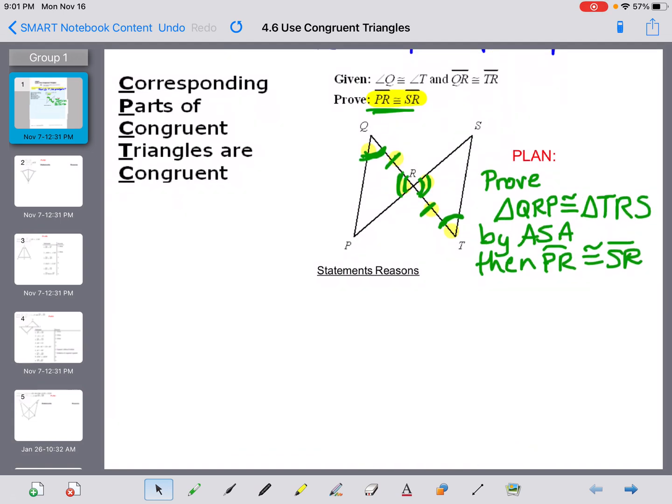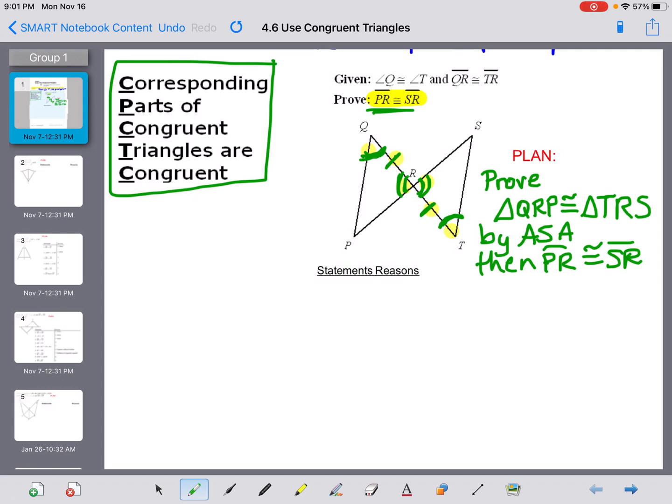The reason we're going to use all the time after we prove our triangles congruent is this reason right over here: corresponding parts of congruent triangles are congruent. It's a long one, but think about it. The corresponding parts that go together of congruent triangles will have to be congruent, okay? Now, I will allow you to abbreviate some, but not all the way, so be careful here.